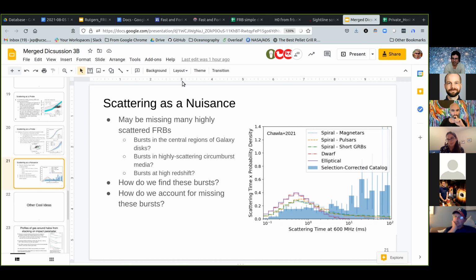And I guess what's striking is: are we missing half of the FRBs or more? The CHIME injections suggest that we could be missing quite a few, and not just the injections, but the detection of a few very highly scattered FRBs in a location in phase space where we are not really sensitive is really indicative that there could be a large population.